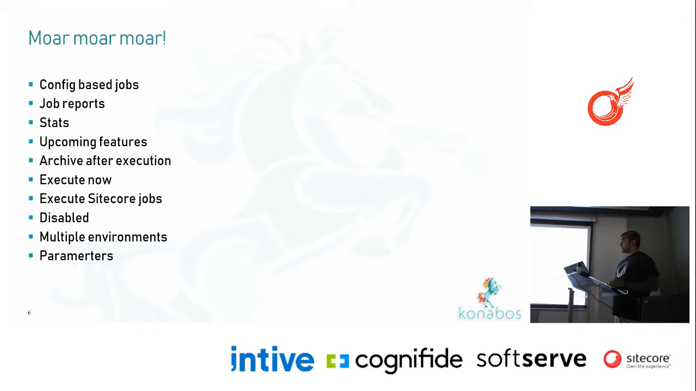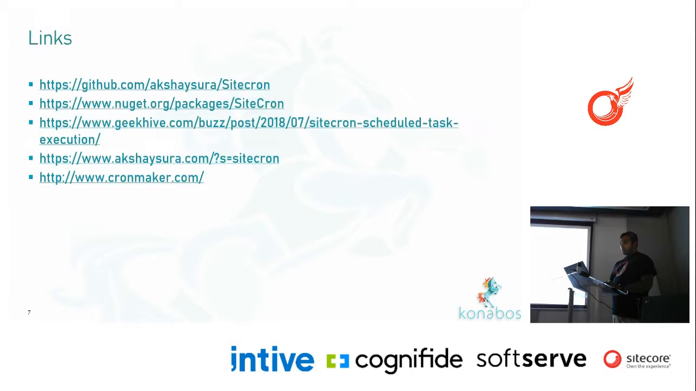We looked at parameters, which are actually getting pushed out pretty soon. Most of the stuff is on GitHub. It's open source, so you can pull it, do whatever you need to, or do a pull request if you want to. NuGet's the best place to get it. John wrote a great article about SiteCron recently on Sitecore 9, which was kind of nice. I have a ton of videos and blog entries on mine. I myself use a cron maker because I don't care to remember how to come up with a cron expression, and I'm not that smart.